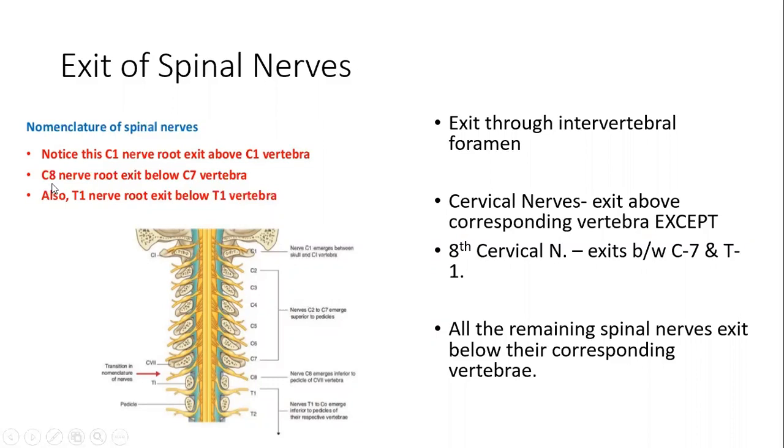Eighth cervical nerve exits below the seventh cervical vertebra and above the first thoracic vertebra. Why? Because we know there are only 7 cervical vertebrae in the cervical region of the vertebral column. There is no 8th cervical vertebra. This is why the 8th cervical nerve is going to exit between the 7th cervical vertebra and first thoracic vertebra. And because of that, thoracic spinal nerves are going to exit below their corresponding thoracic vertebrae till the coccygeal spinal nerve. I hope this point is clear to everybody.